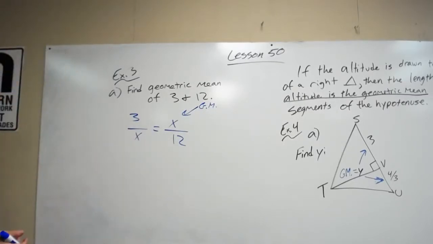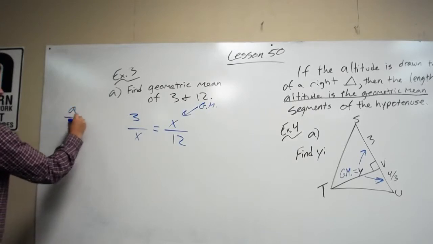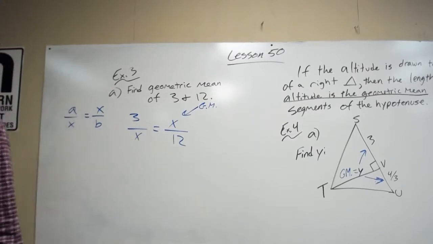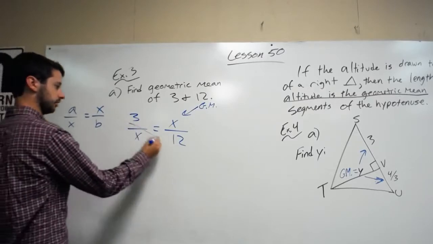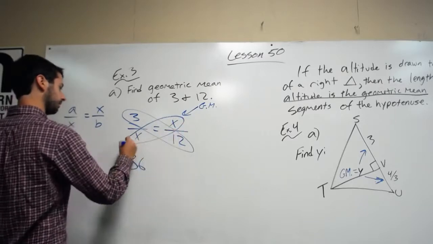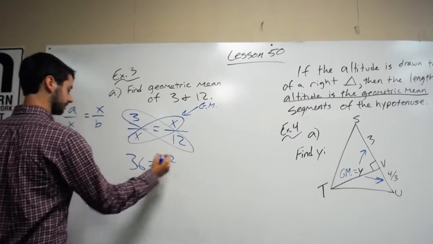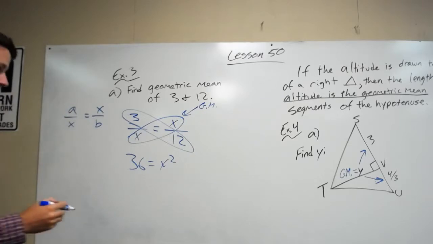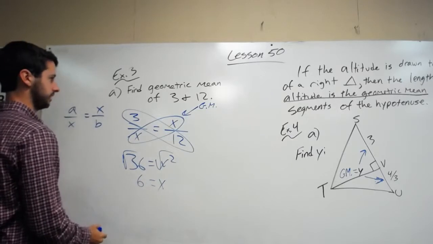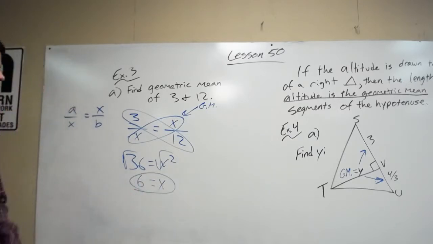The book gives the example of a over x equals x over b, and that's what we've done here. We've just used our numbers. And then from here we solve. 3 times 12 is 36 by cross multiplying, and then x times x is x squared. From here we can square root and find that 6 is our geometric mean. Notice that 6 is not exactly between 3 and 12, but that's okay. That's what the geometric mean is.